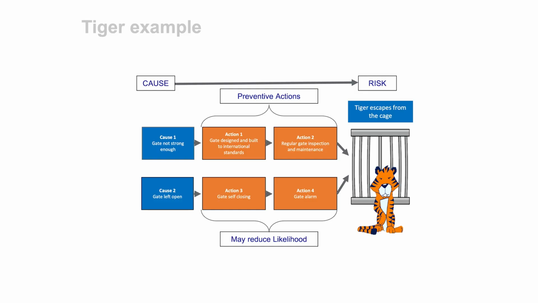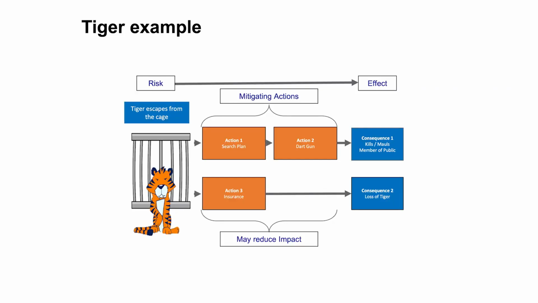You remember that? So we're now looking at the left-hand side, and we've got those causes, and we've got 2 actions for each of those causes. This can help you: if you know what the cause is, then what can you do about it? What actions or controls may you have to reduce the likelihood of the tiger escaping from the cage? On the right hand side, if the tiger does escape from the cage, and those are the effects in blue, then what can we do about that event if the risk occurs?